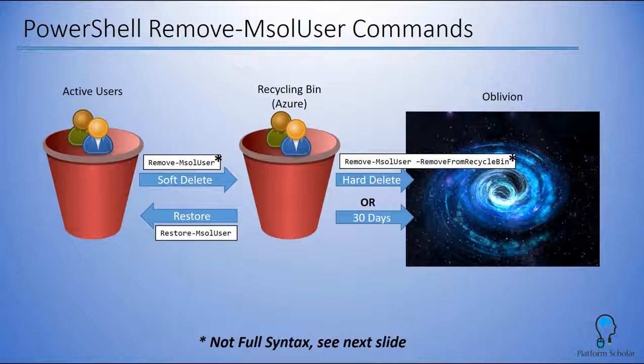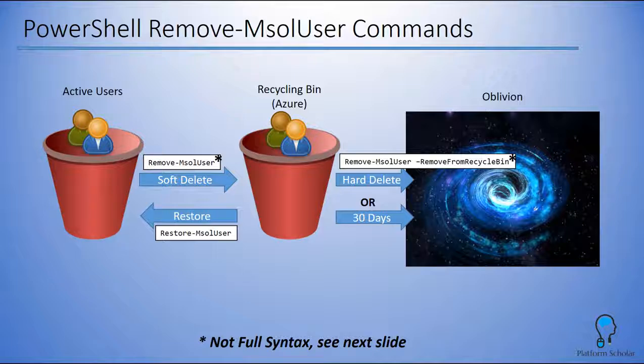The same is similar for the Remove-MsolUser command, which can be used to perform either soft deletes or hard deletes. If we use the Remove-MsolUser command by itself, we are soft deleting the user or users. This means it will only look in the active users bucket and will move them to the recycle bin. If we use the Remove-MsolUser -RemoveFromRecycleBin command, it will only look in the recycle bin and it will only move them to oblivion. There is no single command that will move users from the active users bucket directly to oblivion. It must be two separate commands.